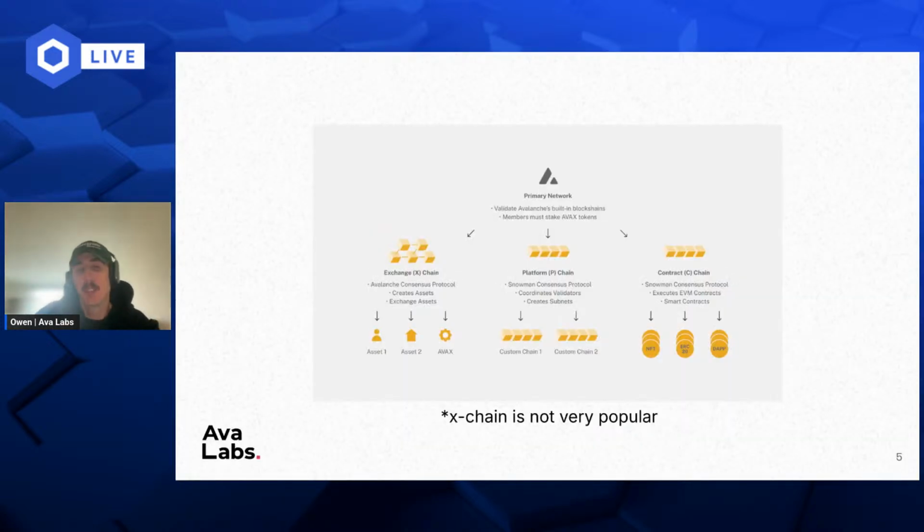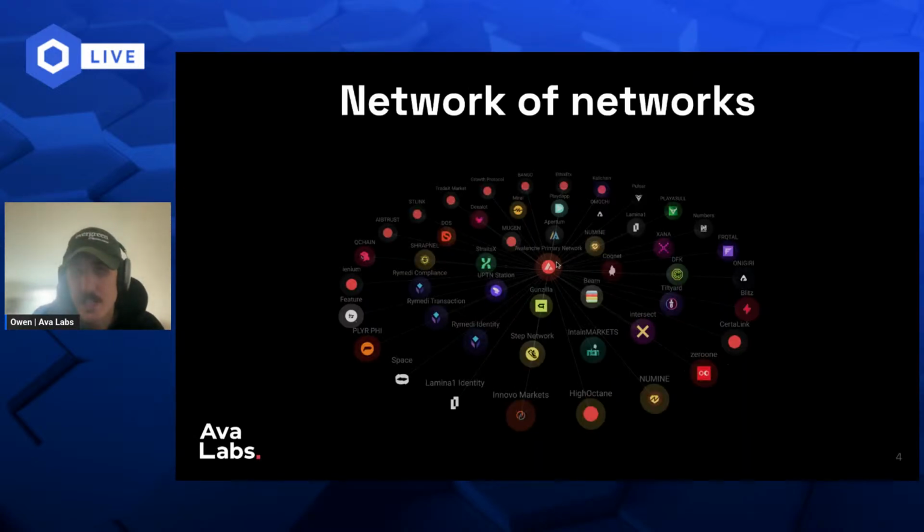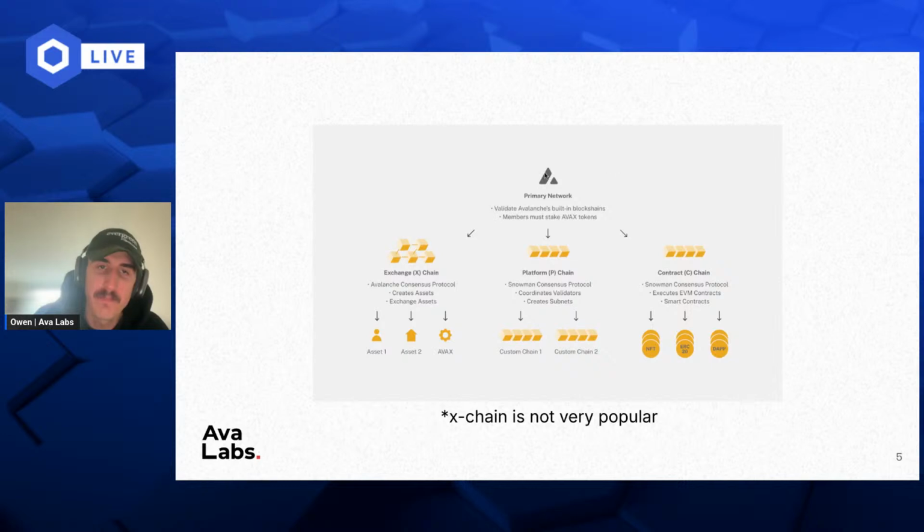To be a bit more specific, a bit more technical, Avalanche is the primary network, which is this thing in the center here. And it actually consists of 3 different blockchains. So starting from the left, we have the exchange chain. And this chain can simply create, it doesn't have any notion of smart contracts.